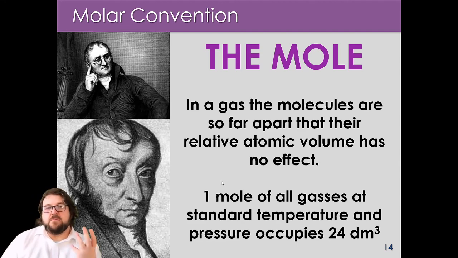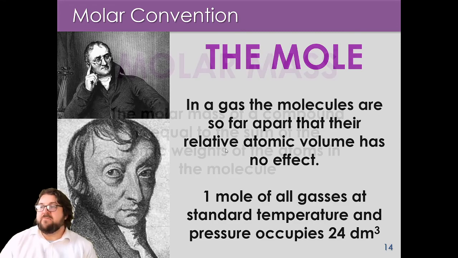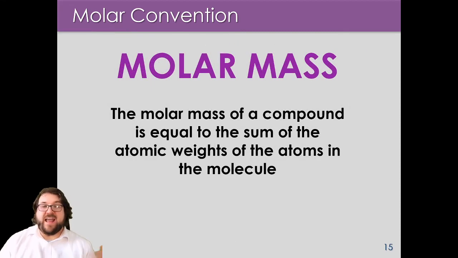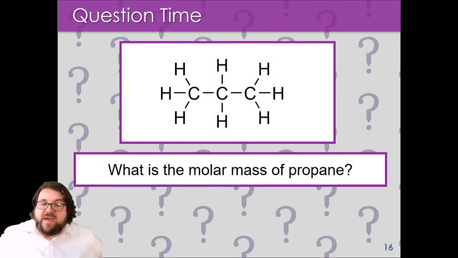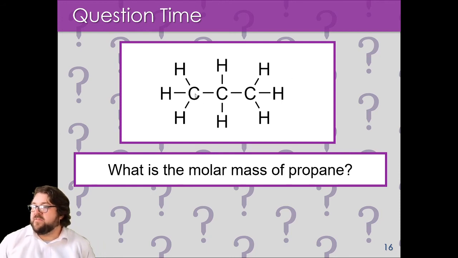Finally, if we know that a mole of atoms weighs the atomic mass number on the periodic table of that element, then we can start to figure out the molar mass of any substance. So the molar mass of a compound is equal to the sum of all of the atomic masses of the atoms in the molecule. Let's have a look at this molecule here, propane. We're about to meet that in the next lecture. This molecule is made up of 3 carbon atoms and 8 hydrogen atoms in total.